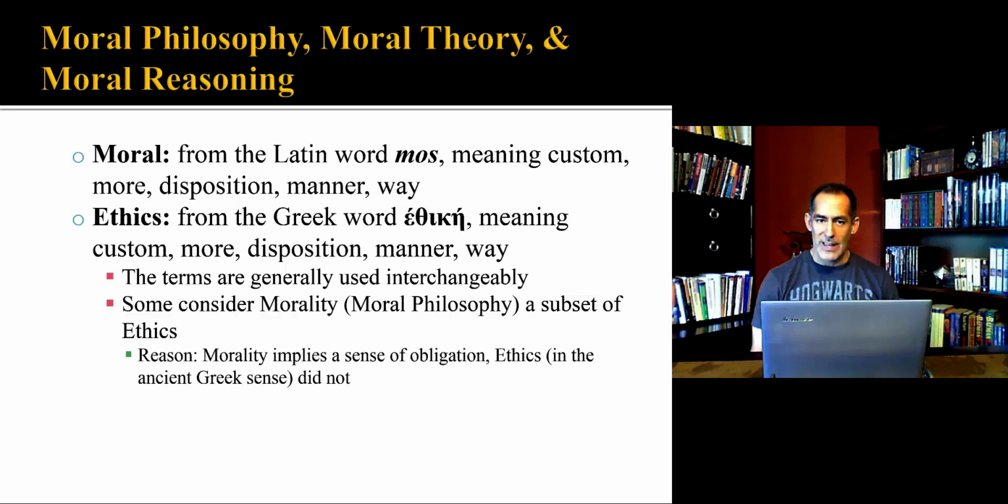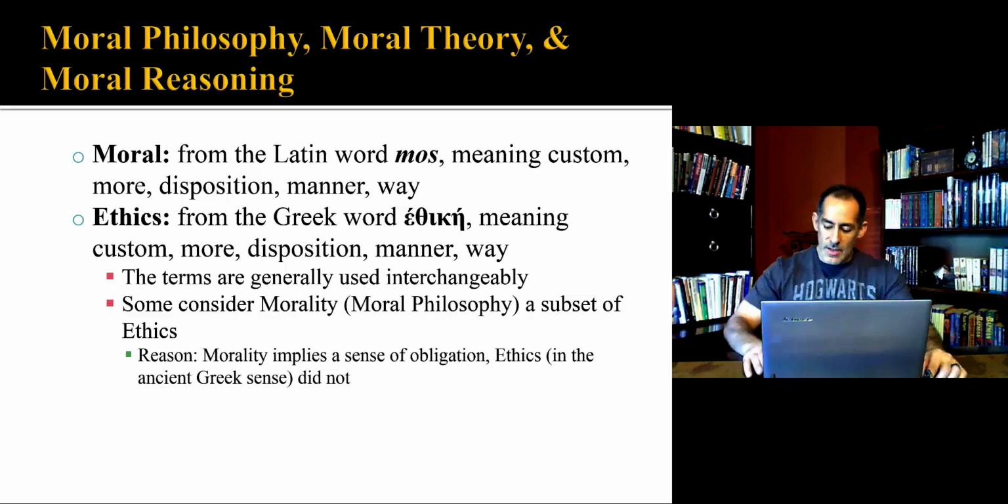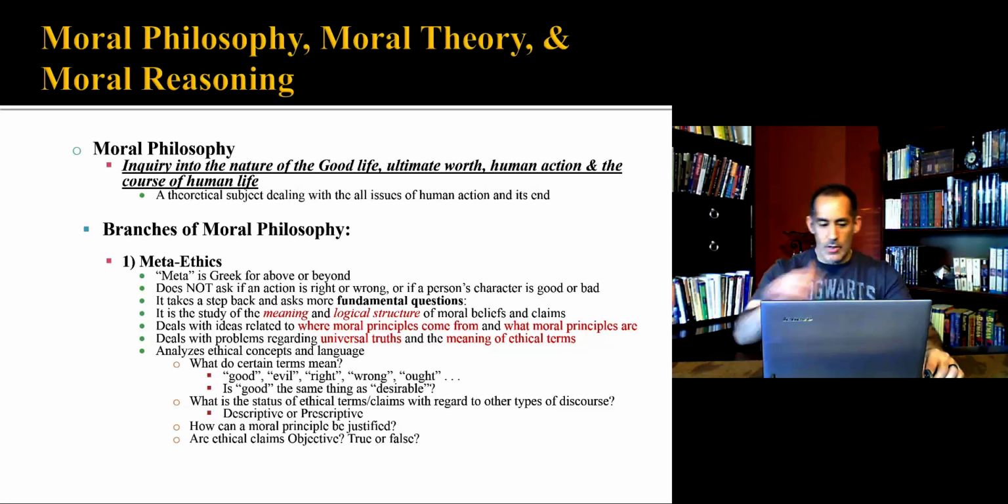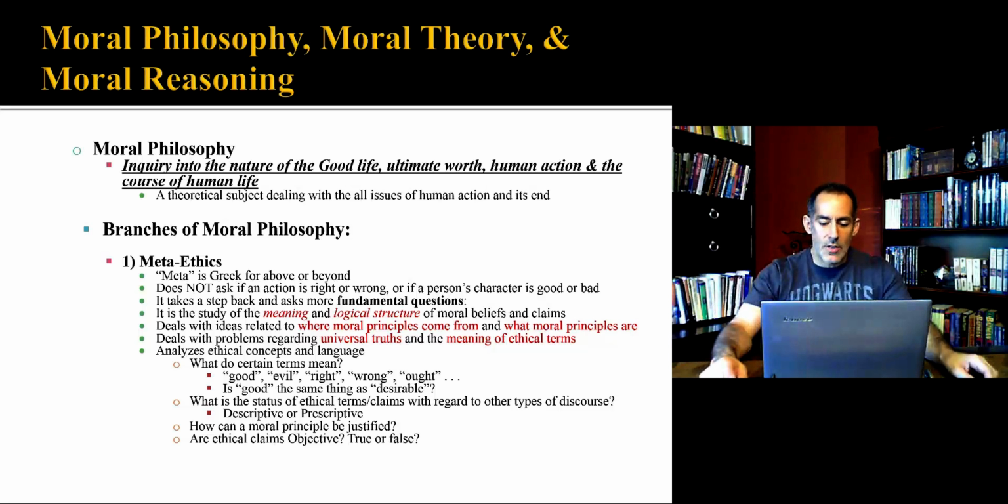I'll give you the two terms, moral and ethics, and give you the idea that they're interchangeable for our purposes. Some people make subtle distinctions between the two, but moral simply comes from the Latin word mos, which means manner, custom, tradition, or way. And ethics comes from the Greek word ethike, which means the same exact thing: custom, disposition, manner, etc. So we could think of morals and ethics as interchangeable. So we could talk about this as a course in ethics, or a course even in moral philosophy. So I'll use that. This is the same definition I gave you when we talked about ethics as a major branch: the inquiry into the nature of the good life, ultimate worth, human action, and the course of human life.